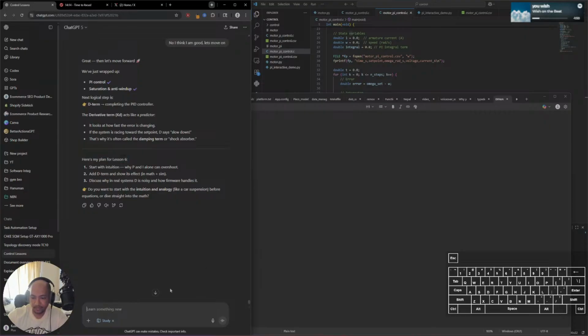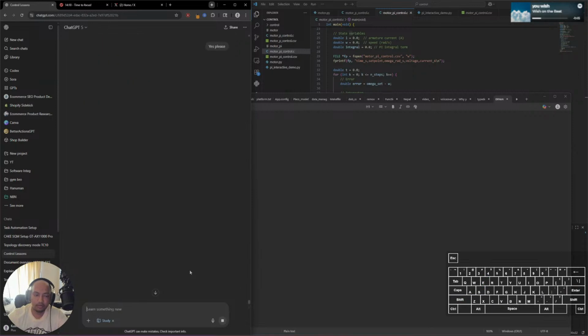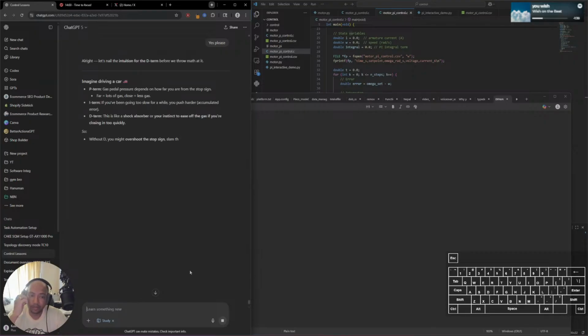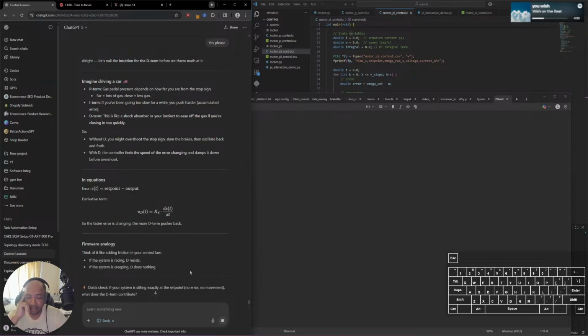Lesson 6. Start with intuition. Do you want to start with intuition? Yes, please. I think ChatGPT has gotten really good at coming up with nice ways to explain logic to me. Previously when I asked it for things, it would just give me the logical definition, but now it's gotten very good at telling me in childish forms, because I am a child and I don't understand things when they are spoken to me in big words, big English.